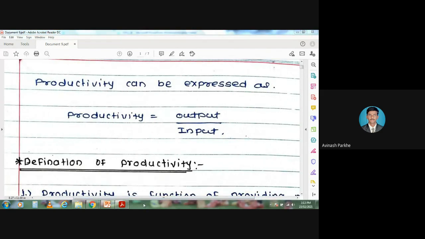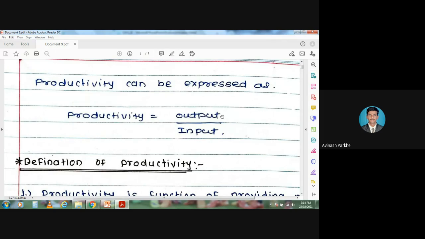Productivity is equal to output upon input. Input can be available in a number of terms: material, machine, man, knowledge, amount of energy, or any additional equipment which is required. It will be considered in the input parameters. But there is only one output, in the form of finished product or finished goods. If your output is maximum with minimum number of inputs, then and only then your productivity can be increased.